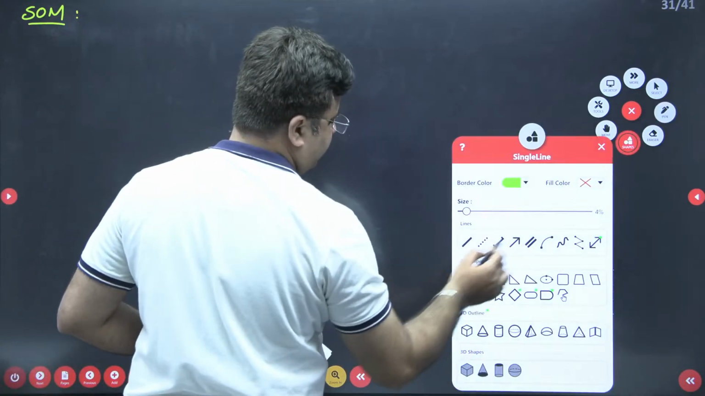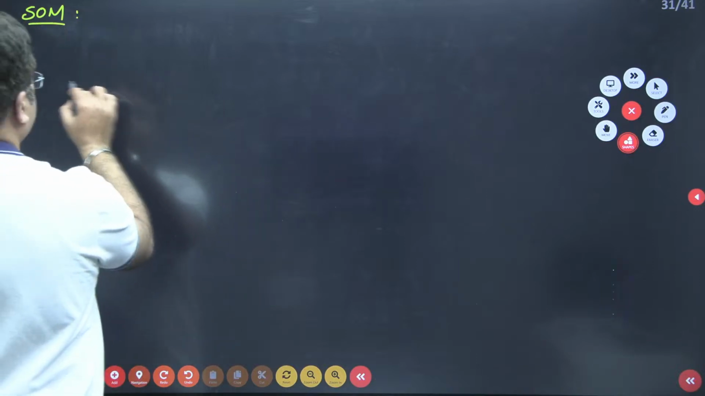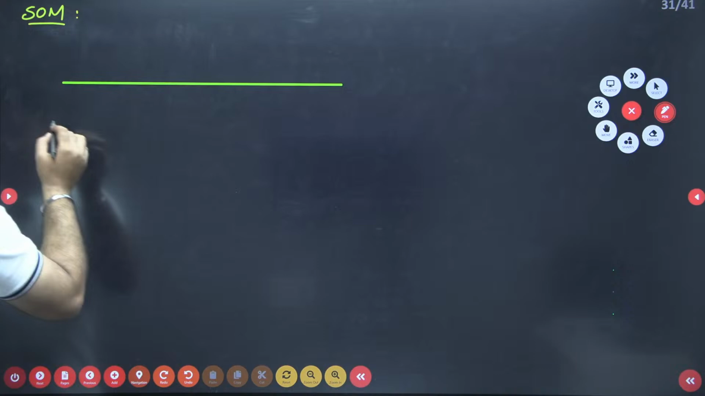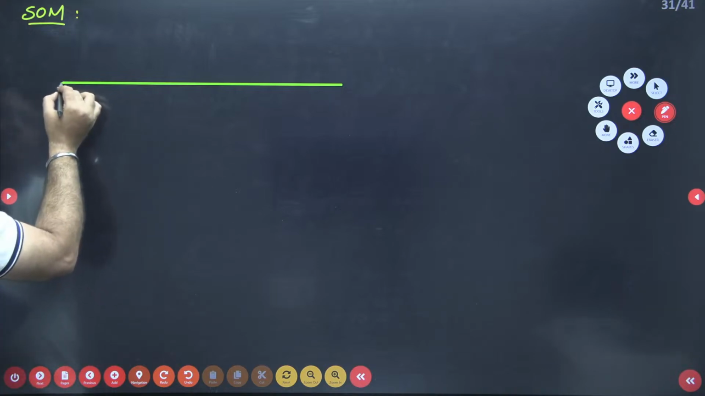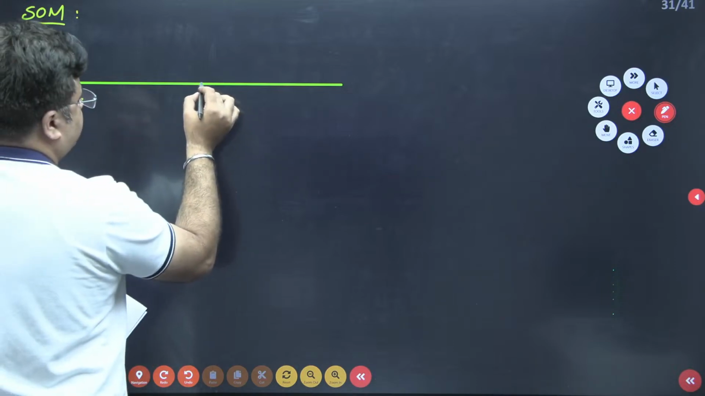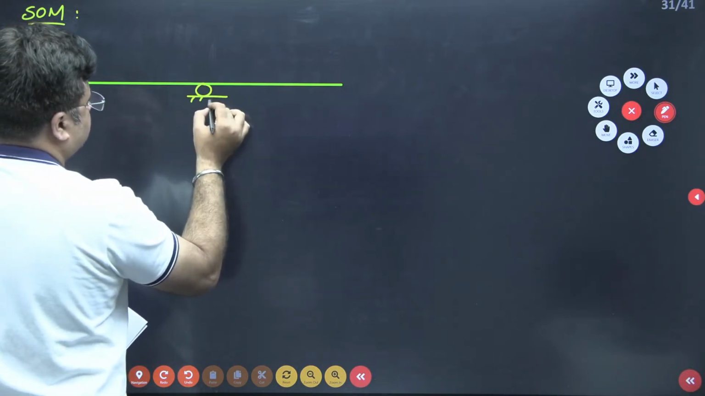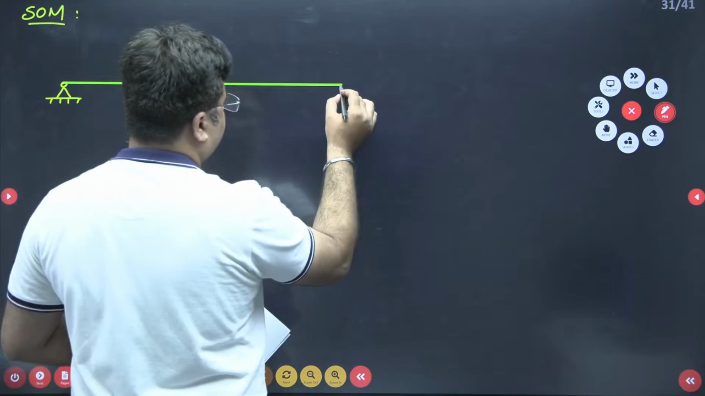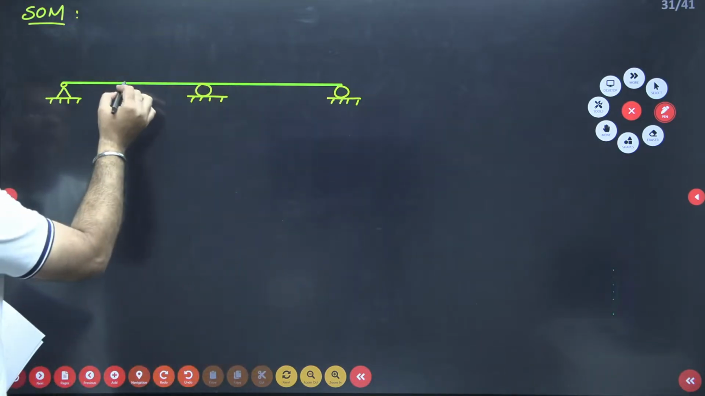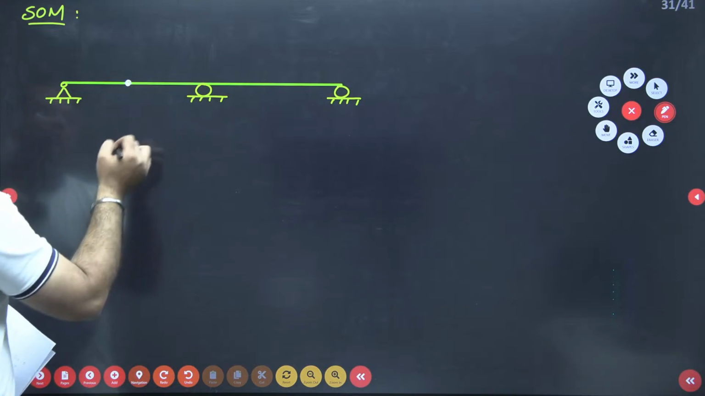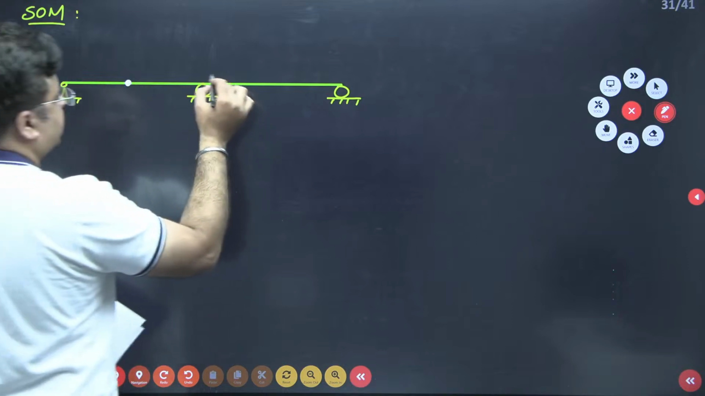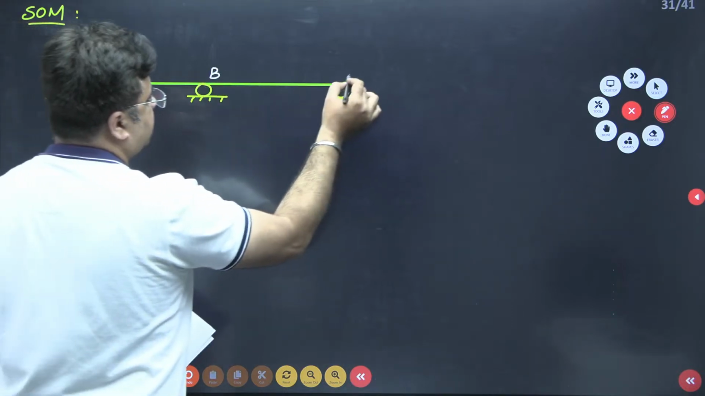So one continuous beam is given to you like this. Here you have the hinge support. Here you have the roller support. And again you have the roller support here. You have an internal hinge present in between, right? So this is your point A, then this is B, then this is C, and this is D.